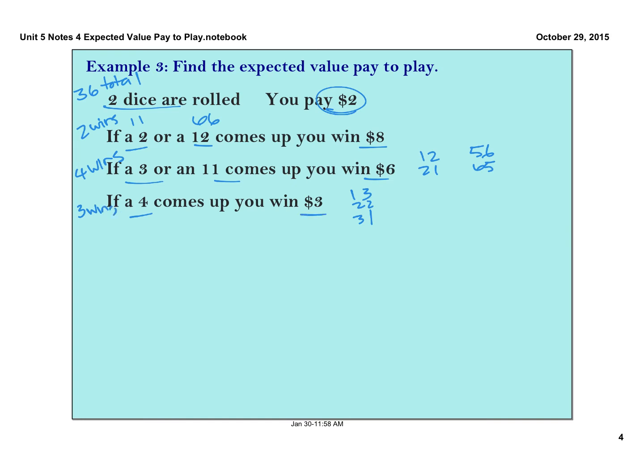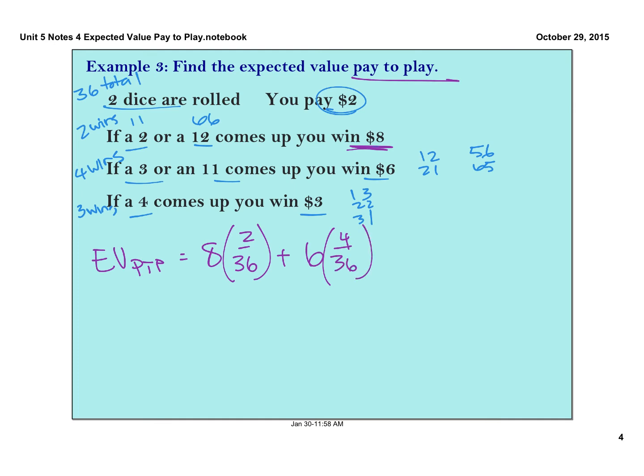All right. Let's mark it out. And again, paying to play, so I don't care about the losses. So expected value, pay to play, looks like my win here, $8 times 2 out of 36 wins, plus $6 times 4 out of 36 wins. Did I say times? I meant plus. Plus $6 times 4 out of 36 wins. One more payout, plus $3 times 3 out of 36 wins. And then minus my bet amount, which is just a straight up $2.